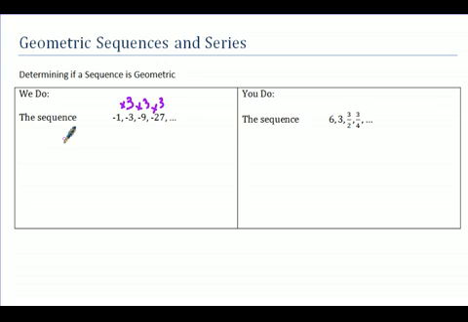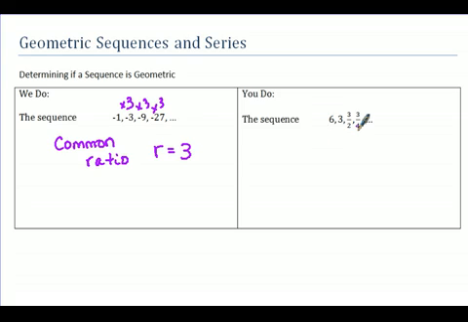Whenever we're multiplying by the same number every time, we're going to call that number a common ratio. So in arithmetic sequences, we have a common difference. For geometric sequences, we have a common ratio. And we're going to use the variable r for that common ratio. And in this case, it's equal to 3.